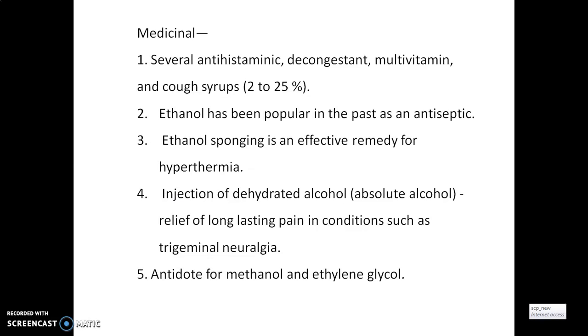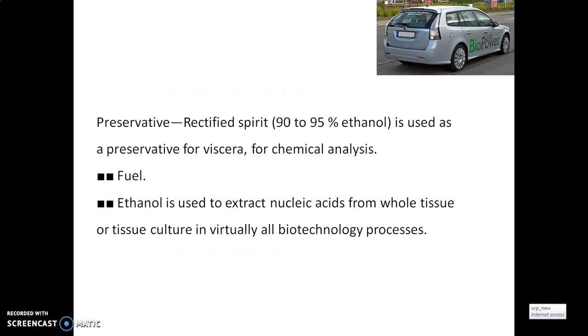Coming towards the medicinal uses of alcohol, several antihistamines, decongestants, multivitamins and cough syrup preparations contain 2 to 25%. Ethanol has been popular in the past as an antiseptic, available in the form of solution. Ethanol sponging is an effective remedy for hyperthermia. Injection of dehydrated alcohol, that is absolute alcohol, gives relief of long-lasting pain in conditions such as trigeminal neuralgia. It also acts as an antidote for methanol and ethylene glycol poisoning.